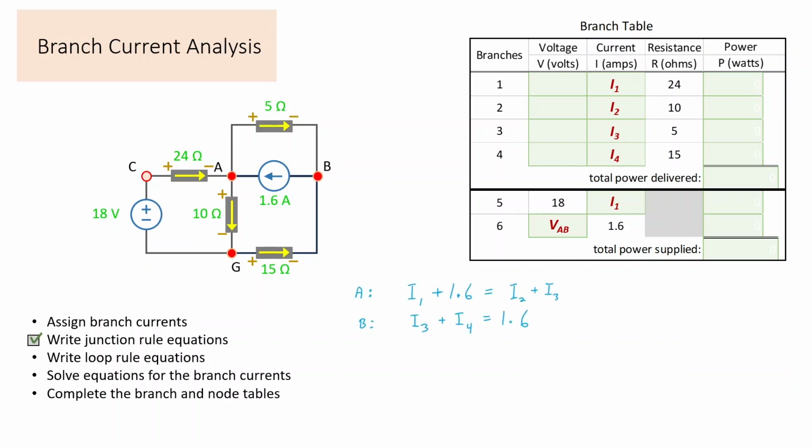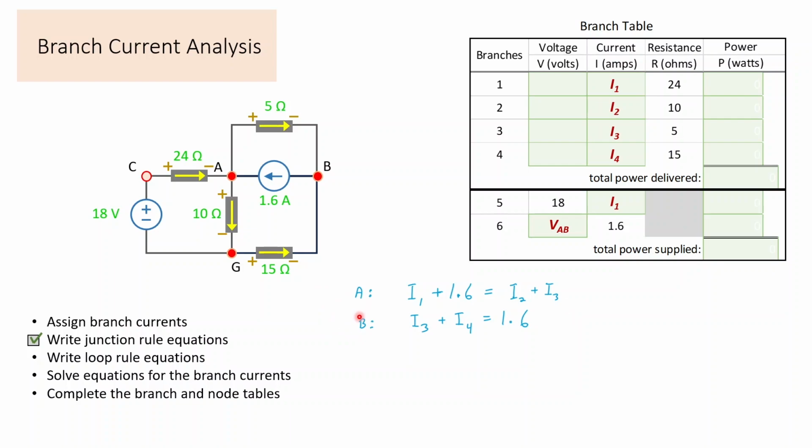So now we write our equations, right? We have 2 junction rules, and the junction rule is an equation for current. Basically, that current entering a junction must leave. So you could see that the current in the 24 ohms, we called it I1, enters junction A, 1.6 amps enters junction A, and out goes the currents through the 10 and 5 ohms, which is I2 and I3. So I1 and 1.6 amps enters, I2 and I3 leave.